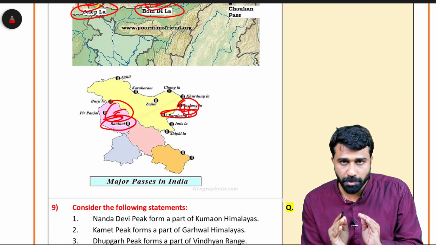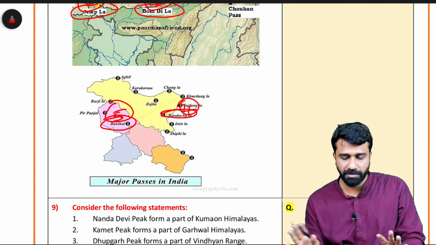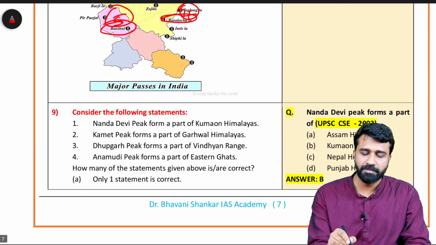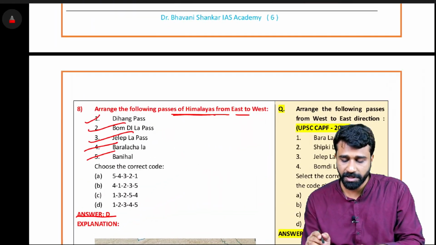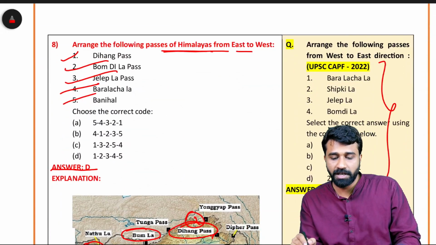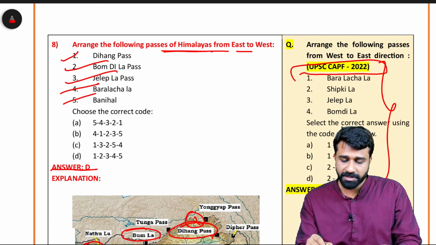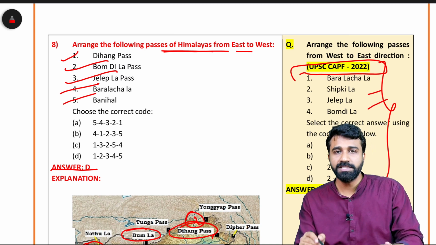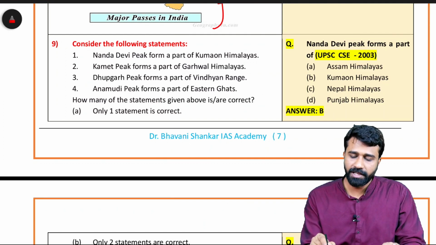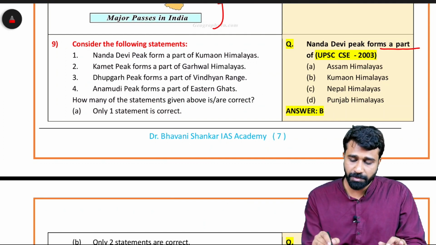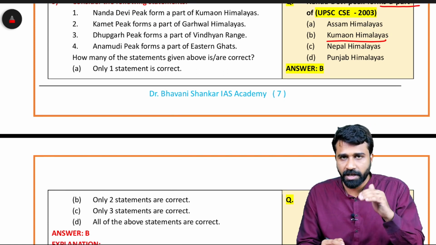And you have to remember other passes also, from north to south, south to north, and east to west respectively, and vice versa. Major passes in India are one of the important themes asked several times in UPSC, and this was asked recently in the Central Armed Police Force exam conducted by UPSC in 2022. Baralacha La, Shipki La, Jelepla, Bomdila: arrange them in the order as asked in several exams. And Nanda Devi peak forms a part of the Kumaon Himalayas, and the Himalayas are distributed horizontally and vertically according to our convenience.